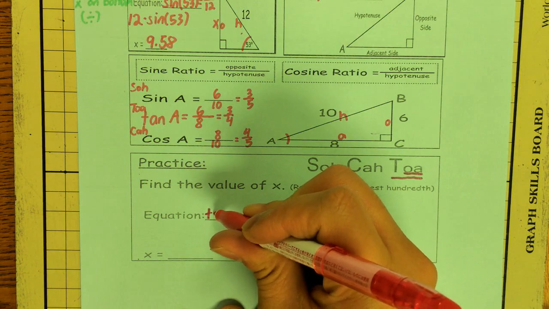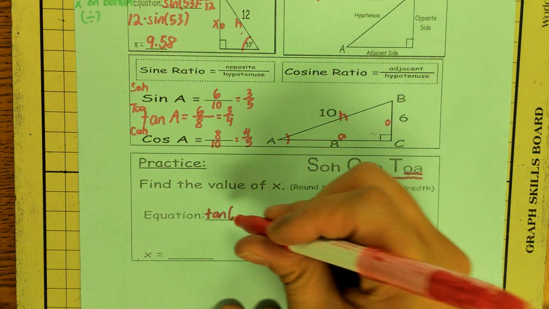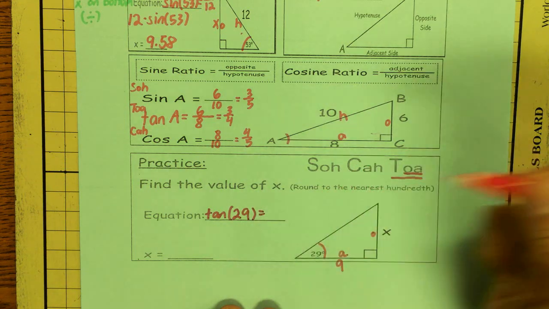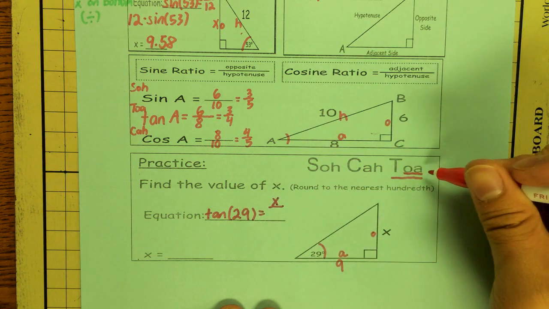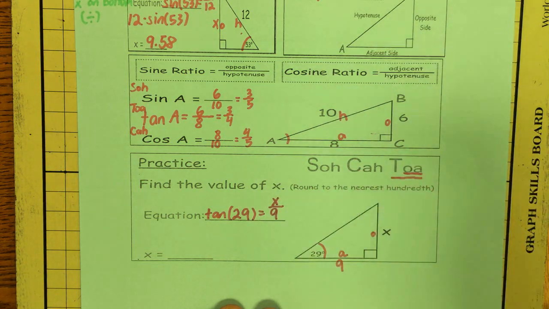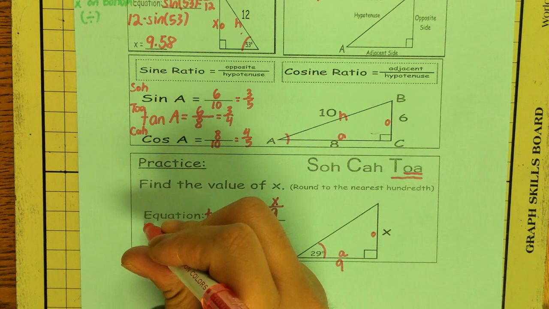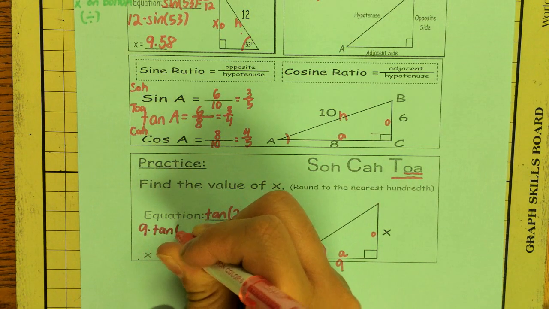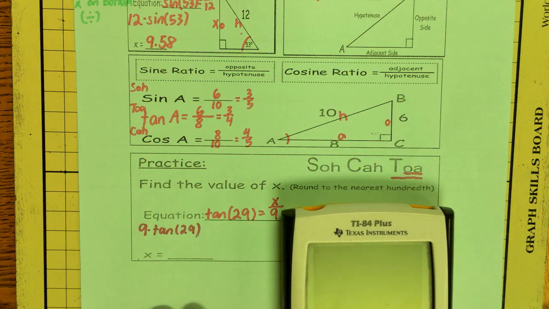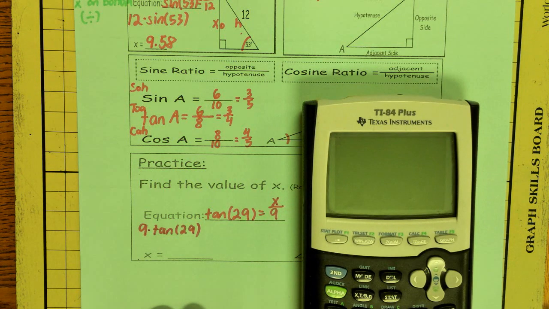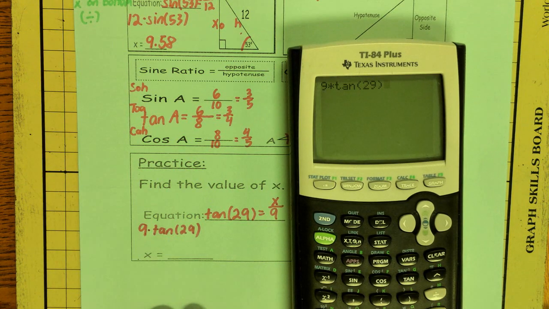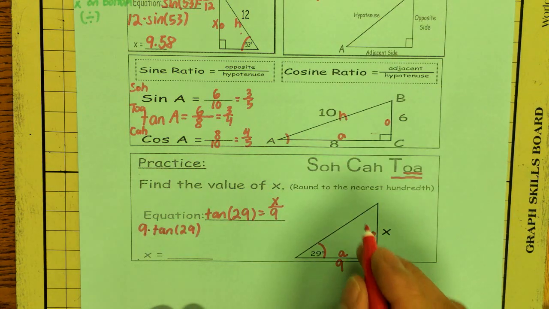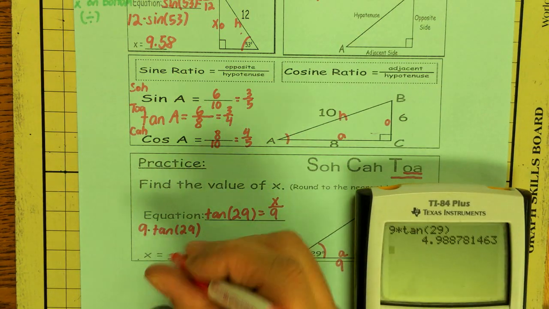So my equation is tangent. Inside my parentheses is the angle. Equals. O comes first, that goes on top. A comes second, that goes on the bottom. So tan 29 equals x over 9. X is on top, so we still multiply. 9 times tangent 29. 9 times tangent 29 is 4.99. Round to the nearest hundredth, 2 decimal places.